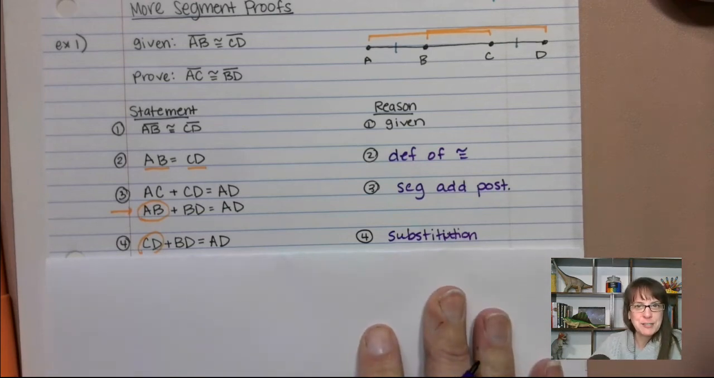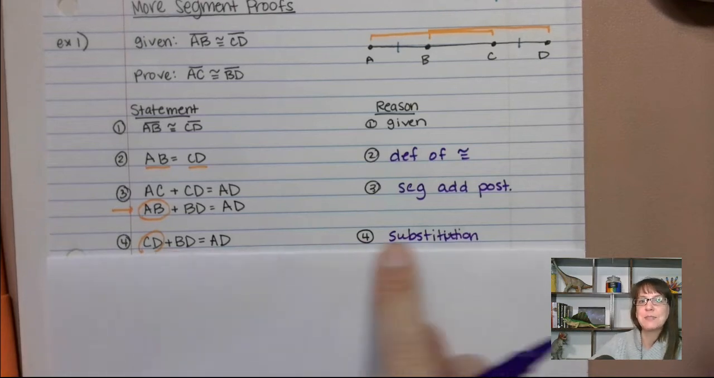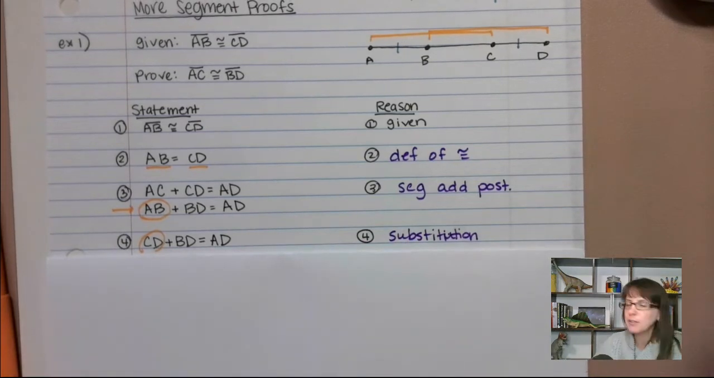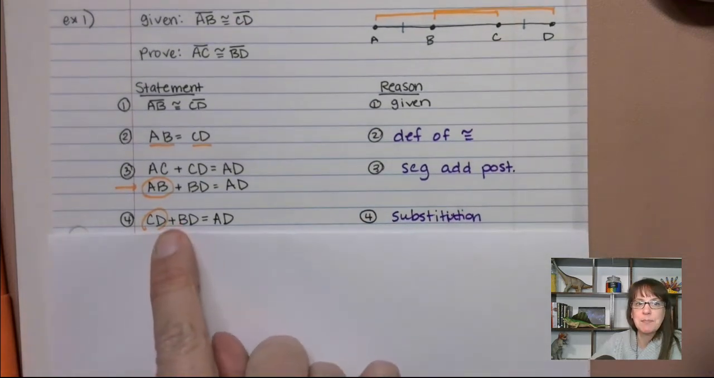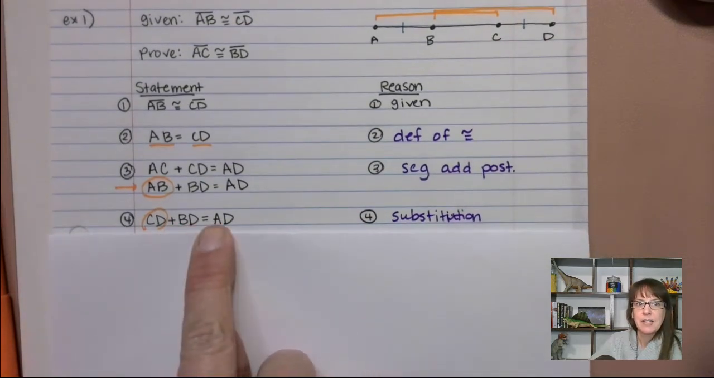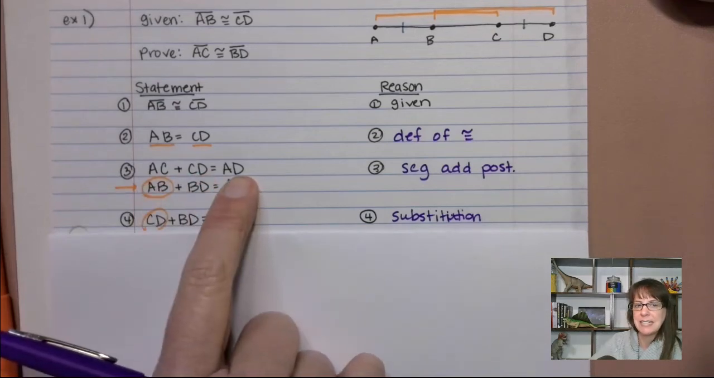After you've done your segment addition postulate, what you want to do is see if substitution will work. So do your segment addition postulate and then say, can I write a mathematical sentence by substituting something in? And if you can, give that a shot and see if that helps. Okay, so we've got CD plus BD equals AD. We also have CD plus AC equals AD.